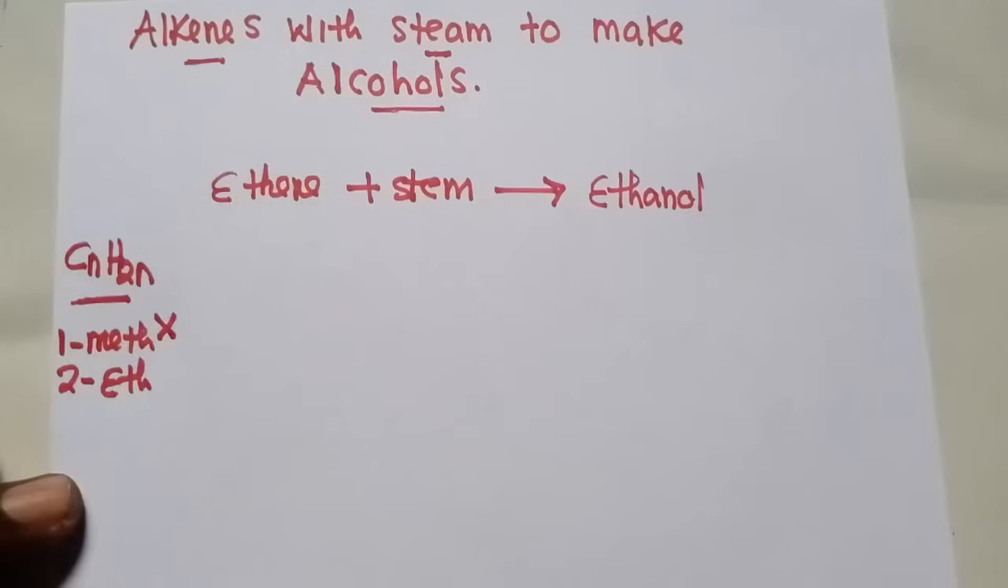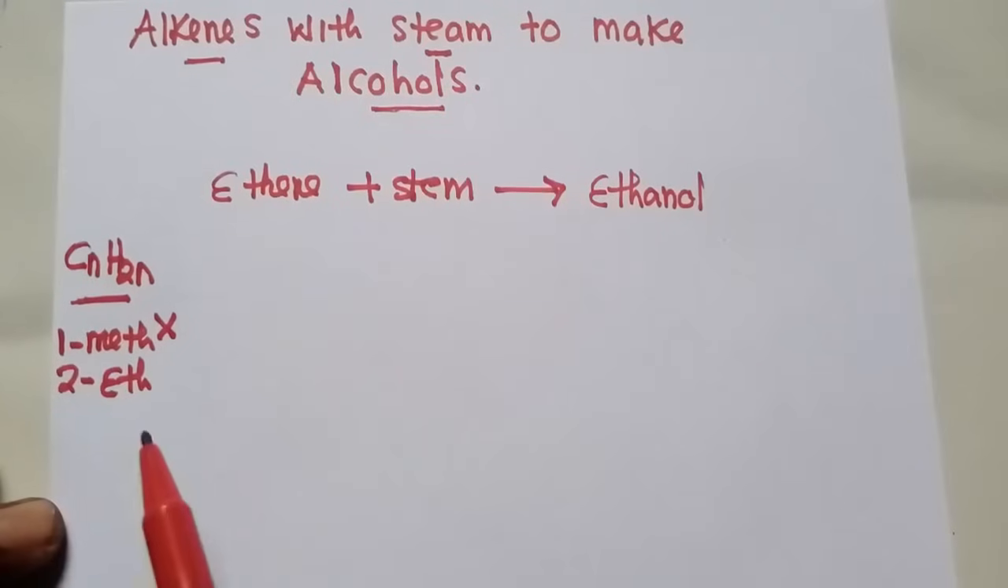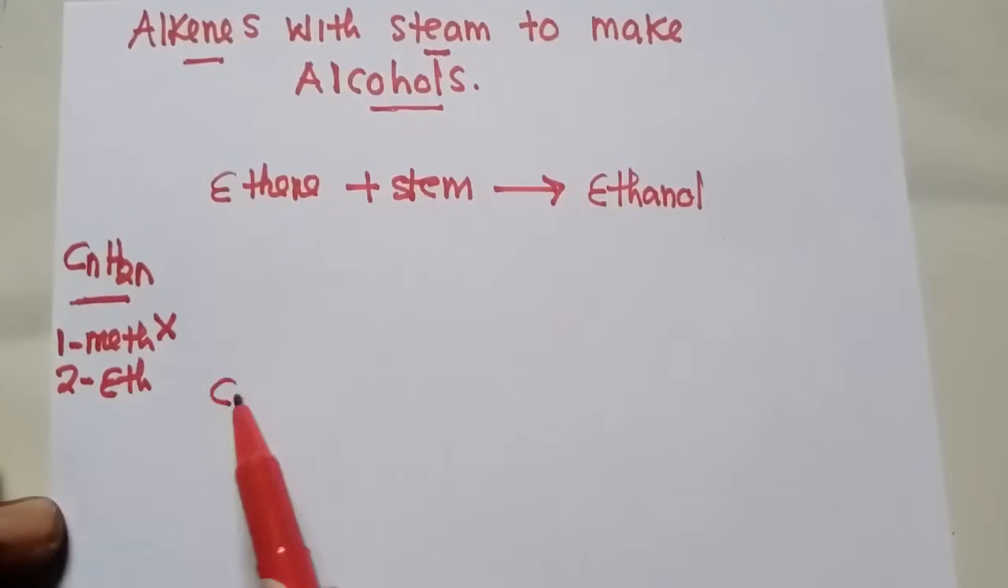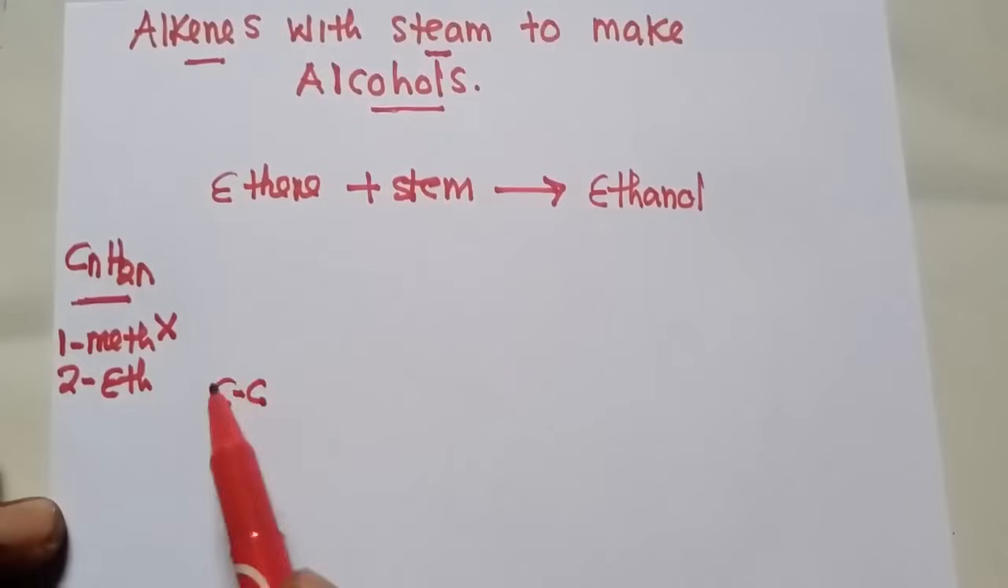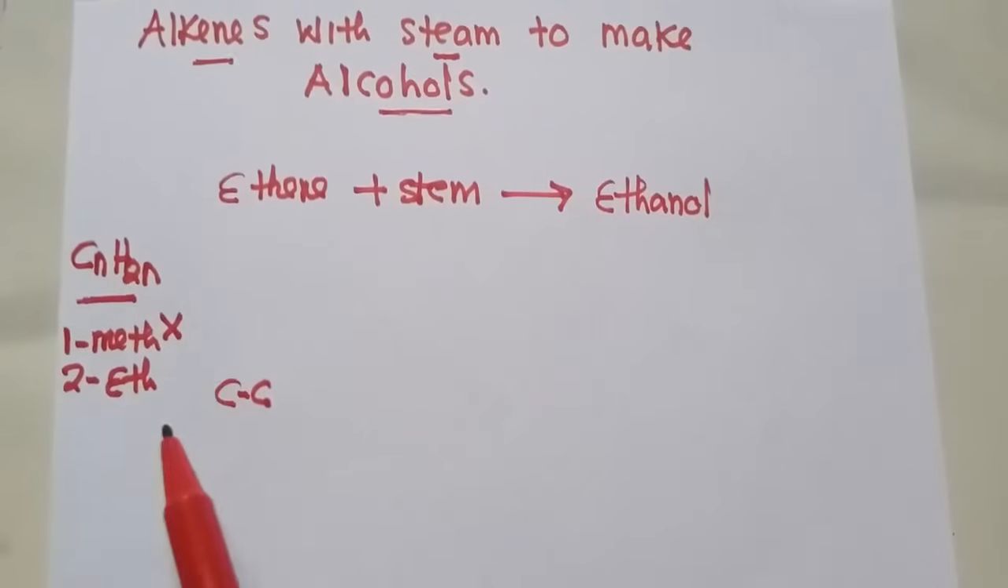Why? Because we know that alkenes are unsaturated hydrocarbons. They have a double bond. Since they have a double bond, how can we have a double bond between carbon and carbon when we are just having one carbon? So this one doesn't exist. So we start on this one, which we are taking as an example.